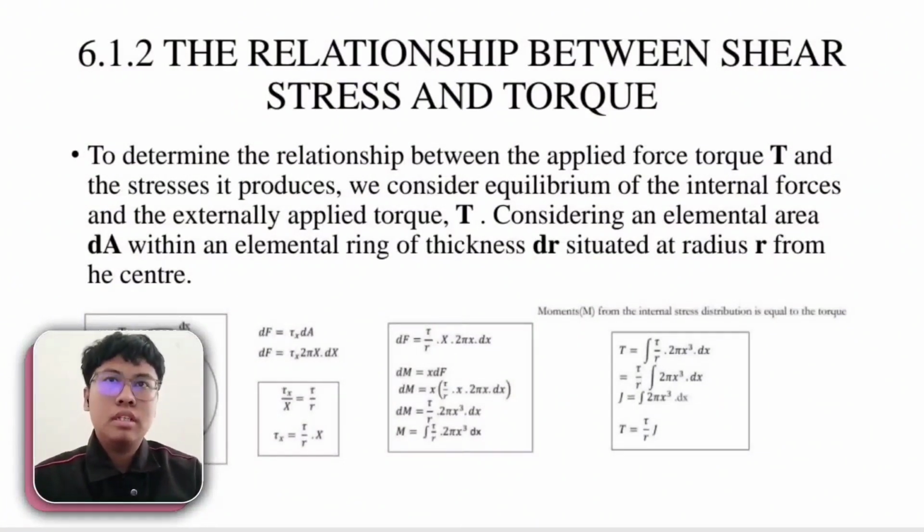6.1.2 the relationship between shear stress and torque. To determine the relationship between applied torque T and the stress it produces, we consider the equilibrium of the internal force and the externally applied torque T, considering an element area dA within an element ring of thickness dr situated at radius r from the center.